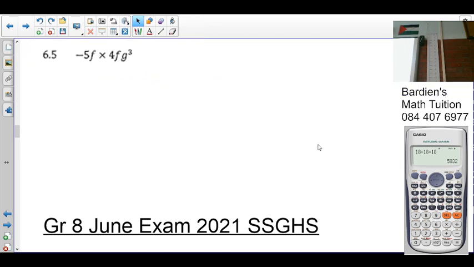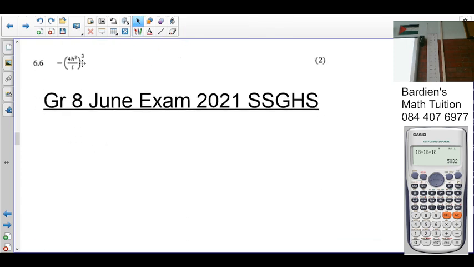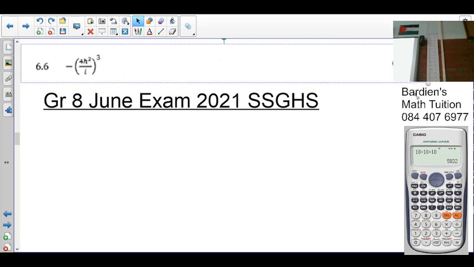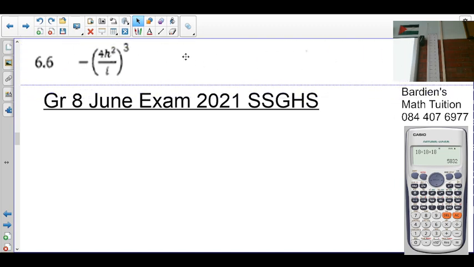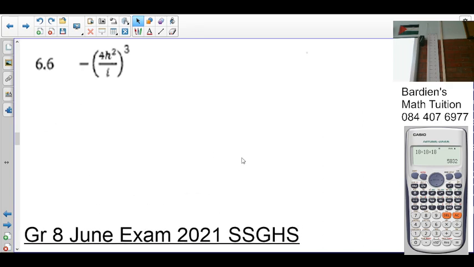6.5. Negative 5f times 4f g to the exponent 3. Negative times positive. Negative 5 times 4, 20. f by f, f squared. g cubed. People, I can't help that this math is so easy. I know you guys came to high school hoping for a challenge.